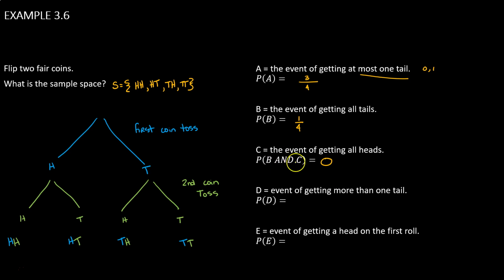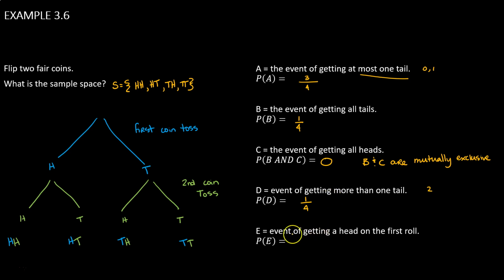Events B and C having a probability of 0 is an indicator that B and C are actually mutually exclusive events. They do not have any overlap. What about the event of getting more than one tail? More than one tail would suggest that you have 2 tails. The only outcome with 2 tails is the tail-tail outcome. There's one of those. This is just like event B. All tails, more than one tail. The event description is different, but technically we're describing the exact same outcome.